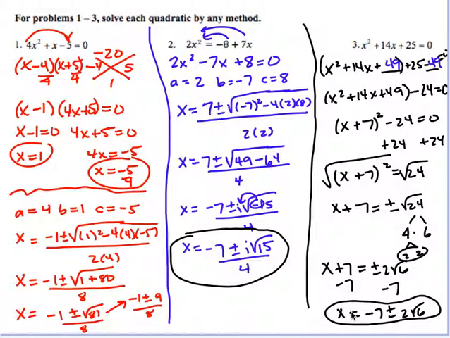Now, if you missed any of these three problems, you are supposed to do the worksheet that I've attached on Blackboard that says Unit 2, problems 1 through 3. And those are the problems you're supposed to do to review these.